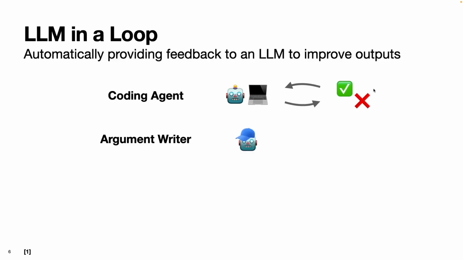Or maybe we have an argument writer. So we have an LLM that is making some case in a debate, and then we have a different LLM which is taking the opposite position that responds to the original one, and then they just go back and forth until one of them wins the argument. So this could be a way of generating compelling arguments.